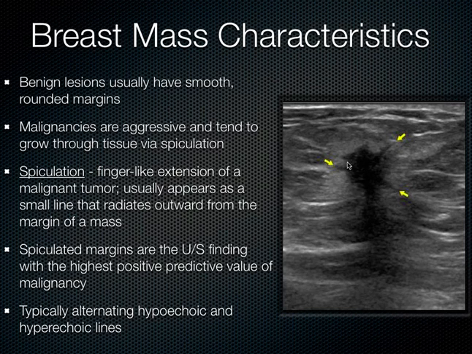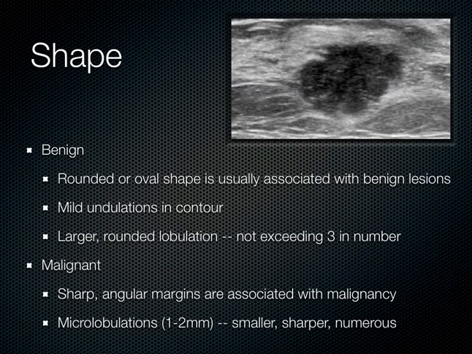These are spicules here. Spiculation we can see sometimes on ultrasound. And when you see these spiculated margins, that's actually got the highest predictive value that this is a malignant tumor. And sometimes you'll see these alternating layers of hyperechoic material with these hypoechoic spiculating lines.